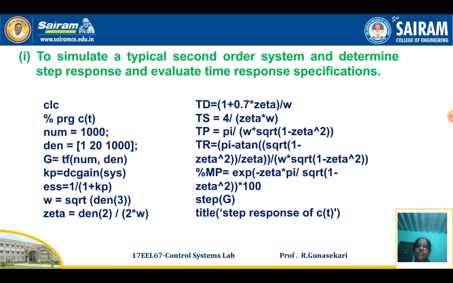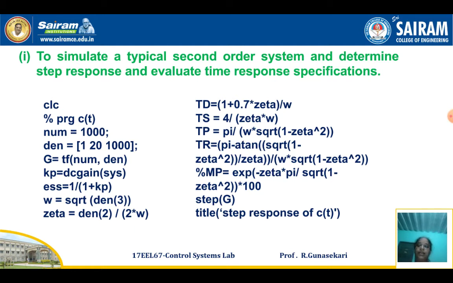G means that is a system. TF means a transfer function, which is numerator divided by denominator, that is C of S divided by R of S. Then Kp is the DC gain of the system G. ESS is the steady state response, and the formula is 1 divided by 1 plus Kp. W is omega n, the square root of denominator 3, that is 1000. So you take the root of 1000 to get omega n.